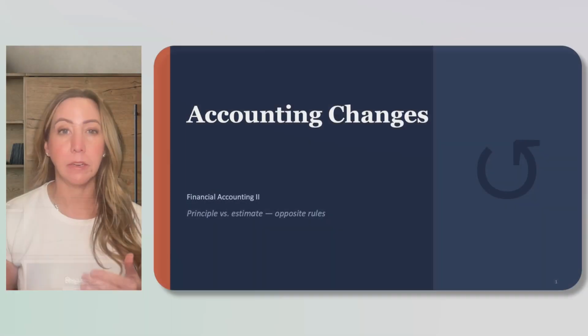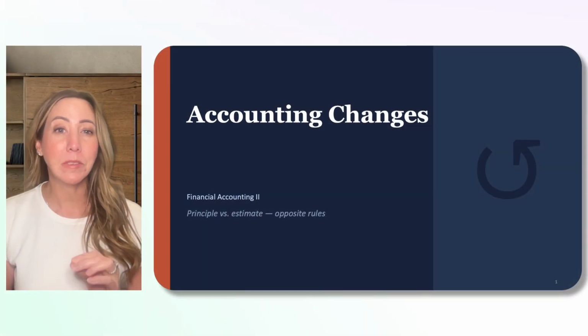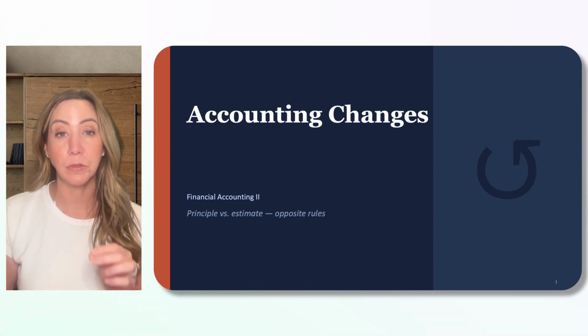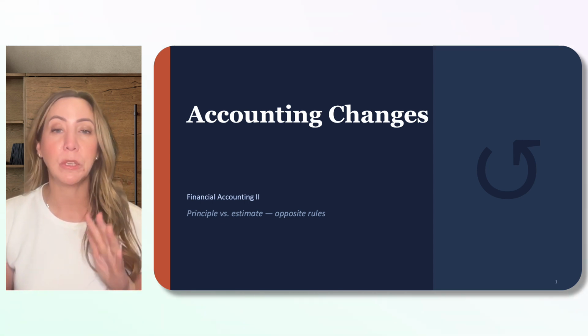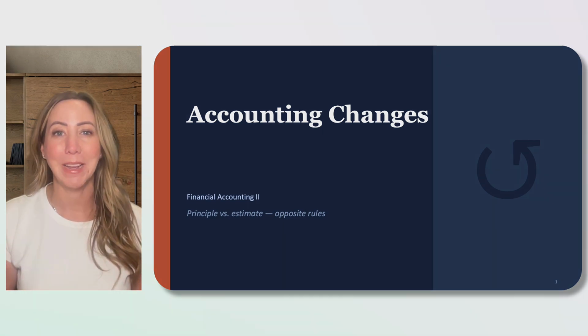In this lesson, we're going to discuss what companies do when they decide to make an important change in how they account for things. These changes fall into two primary categories: a change in accounting principle and a change in accounting estimate. They sound similar, but generally accepted accounting principles, or GAAP, requires them to be treated very differently. Your goal is to learn which treatment goes with which change and how to apply it.